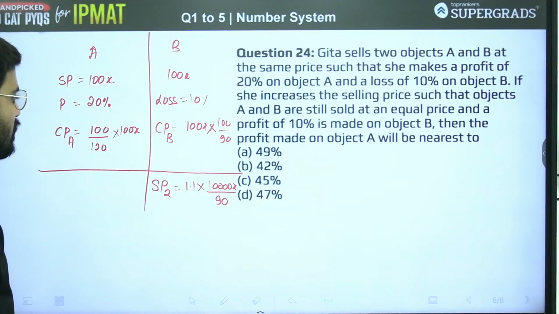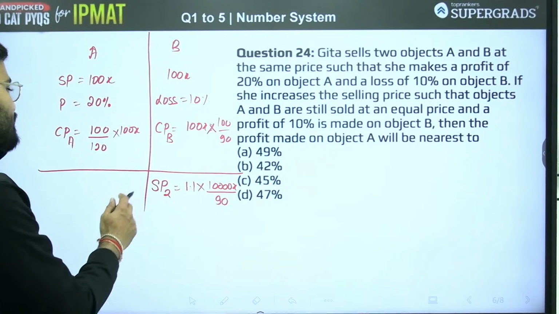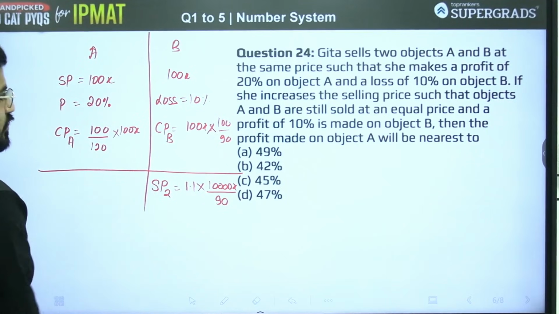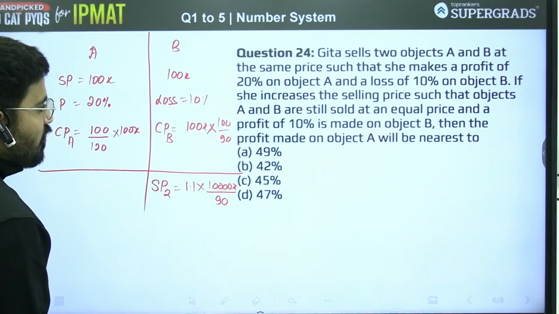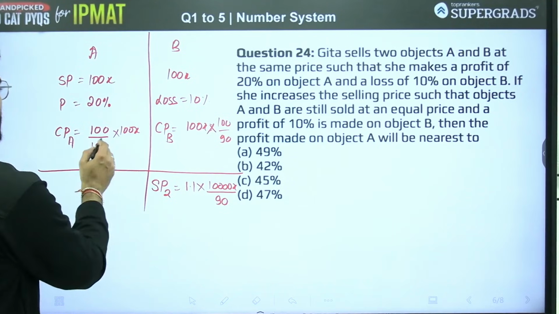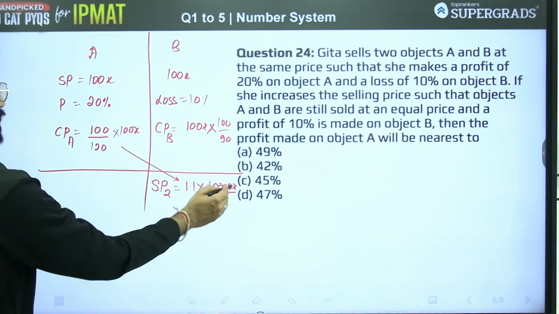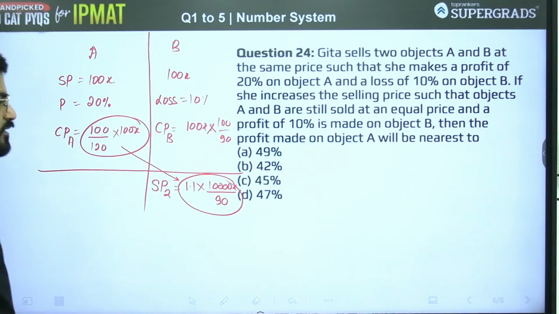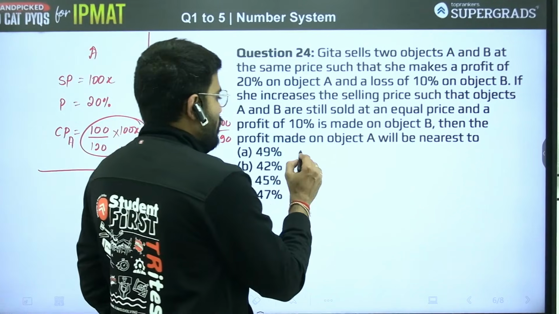If selling price is same, so for this also the selling price will be same. So they are asking the profit made on object A. So selling price for this will also be same. So I know the selling price. I know the cost price. Will I be able to calculate the profit? Yes.